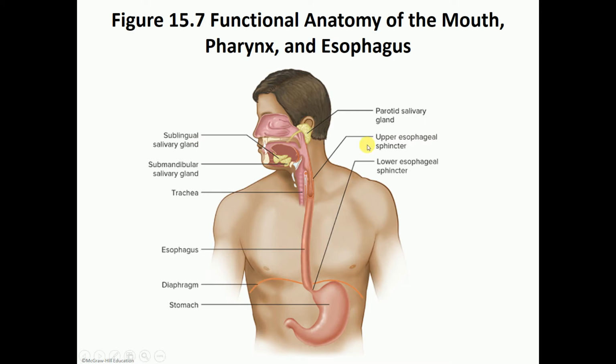We also, through the oral cavity behind it, will get into the pharynx, through the oropharynx, and then down the esophagus. The esophagus will go through the esophageal hiatus of the diaphragm, which is an opening in the diaphragm, in order to reach the stomach.